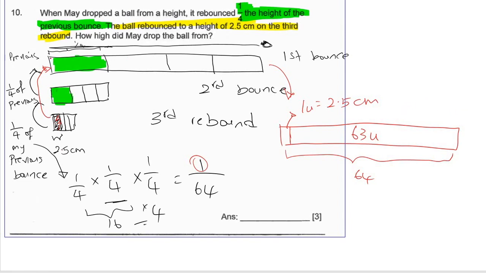It's asking you how high May dropped the ball from. So how high is actually asking you the length of this, right? So the length of this is how high? It's 64 units. So 64 units times 2.5 centimeters will give you 160 centimeters.